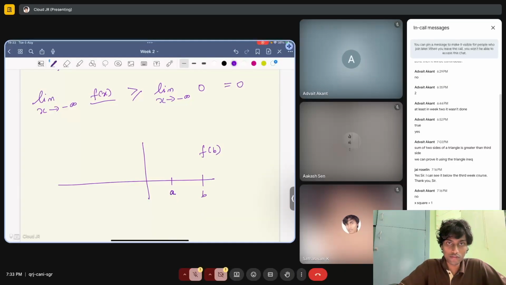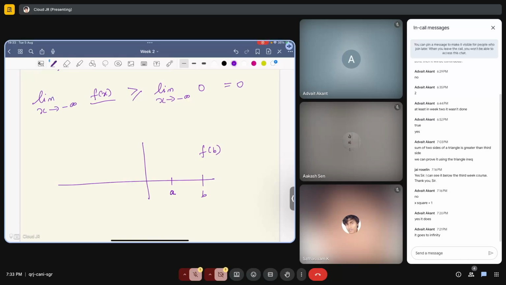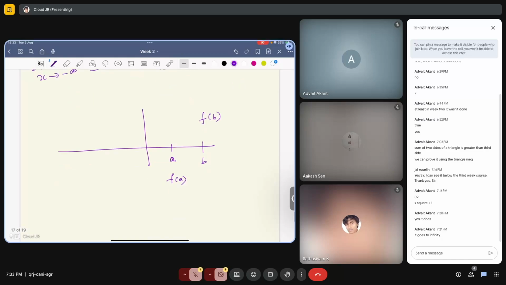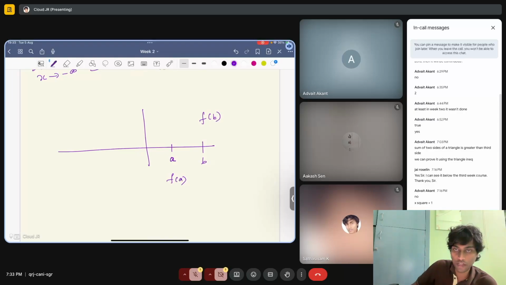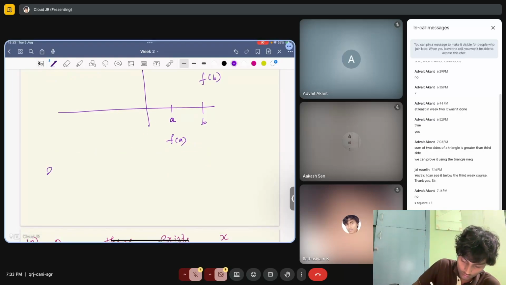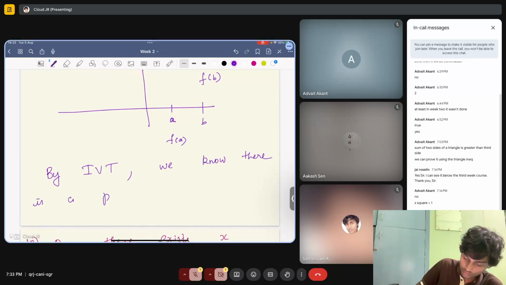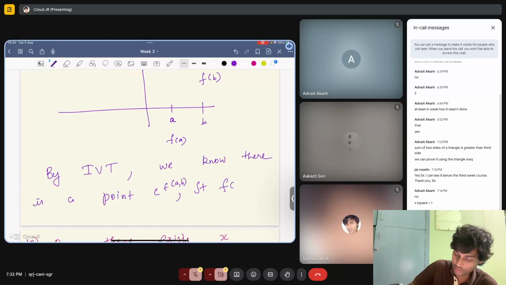Okay. Now, since we have it, let's try to finish it. So this f of a is somewhere here. Now it's a matter of applying the intermediate value theorem. By the intermediate value theorem, we know that there is a point C, where C belongs to A and B, such that f of C is 0. So basically we are using the intermediate value theorem.